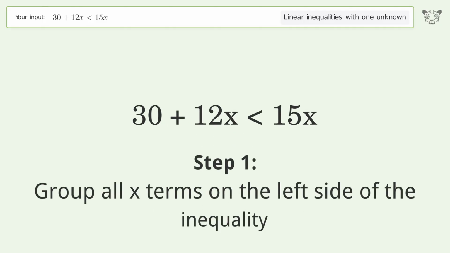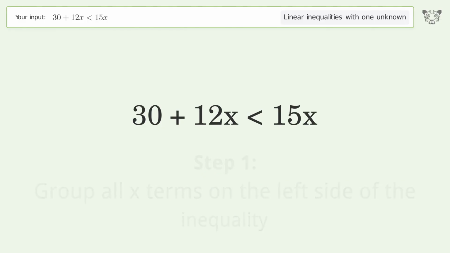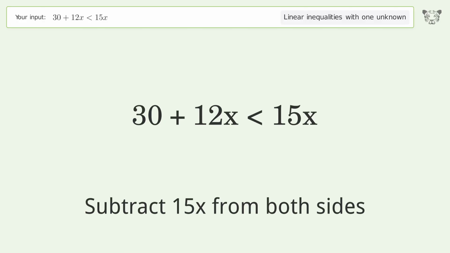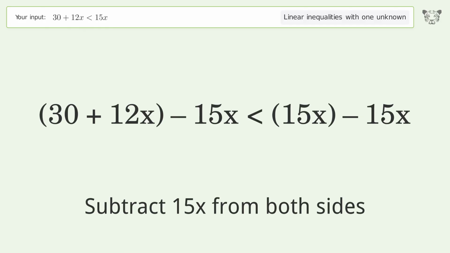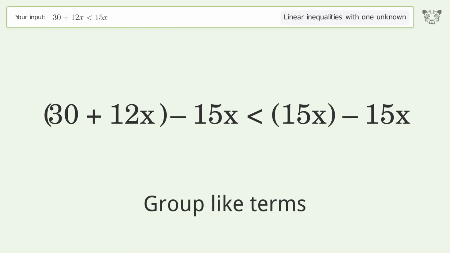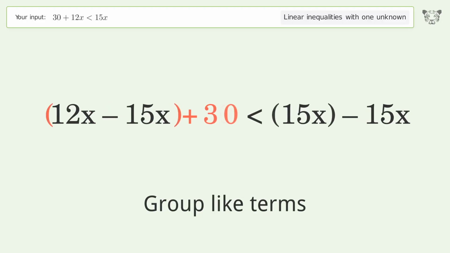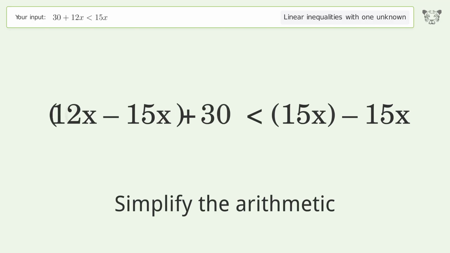Group all x terms on the left side of the inequality. Subtract 15x from both sides. Group like terms. Simplify the arithmetic.